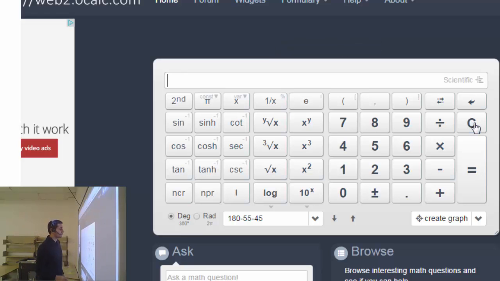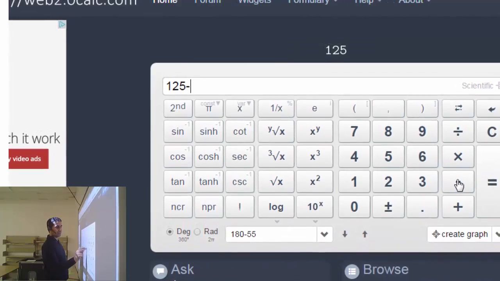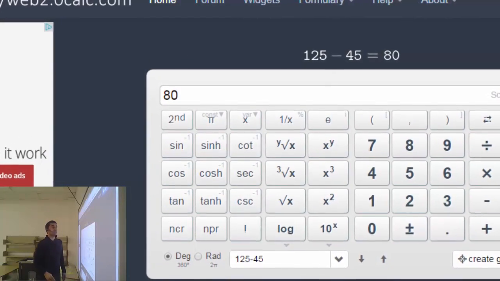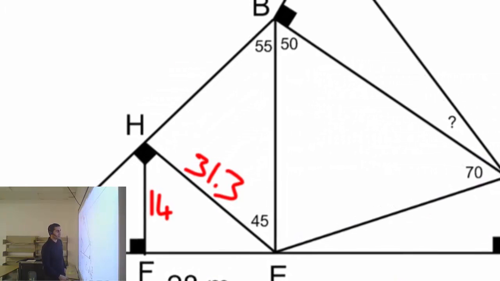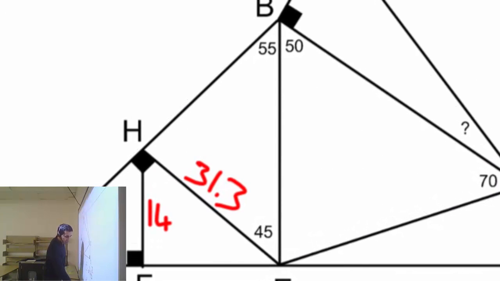So let's just do this one more time. 180 minus 55 is this, minus 45 is that. Yes, it's 80. Okay. I'm happy I checked that out. So the degree we have here, it seems to me straight, but I'm glad we checked this out. So this is 80 degree. So now I know all three angles.